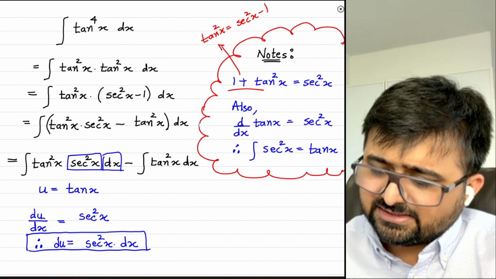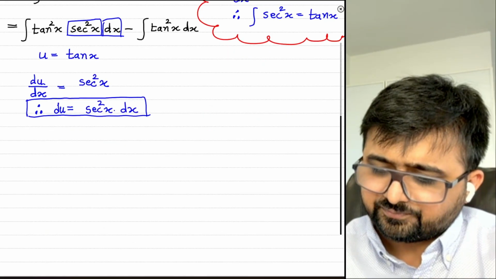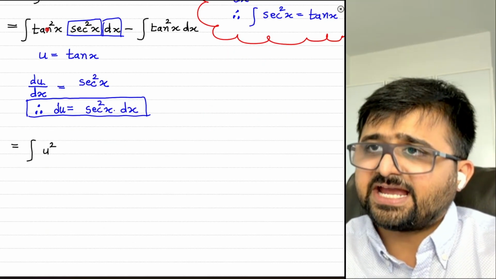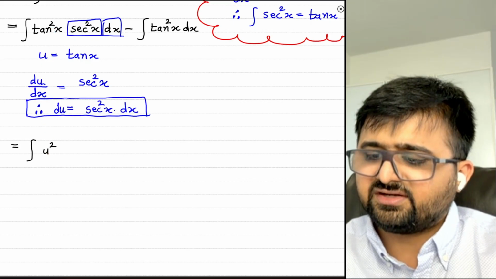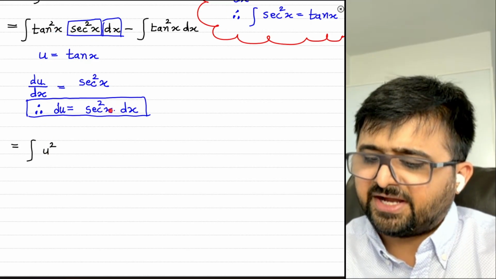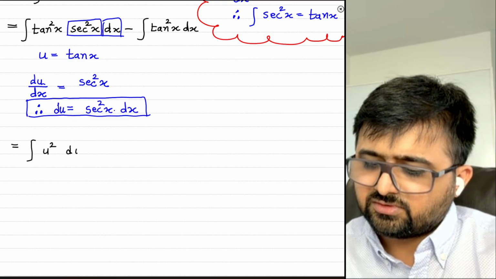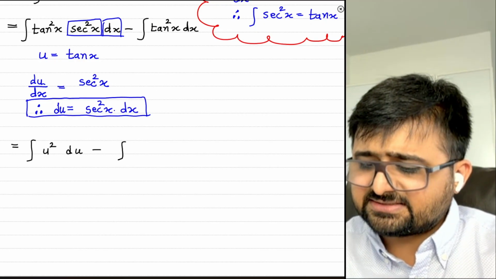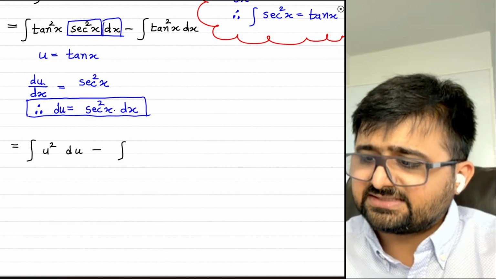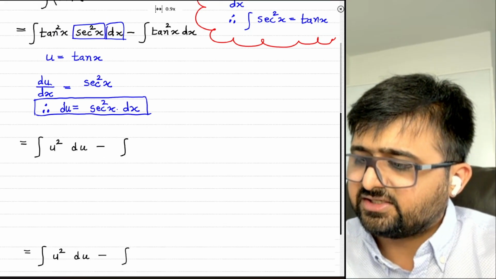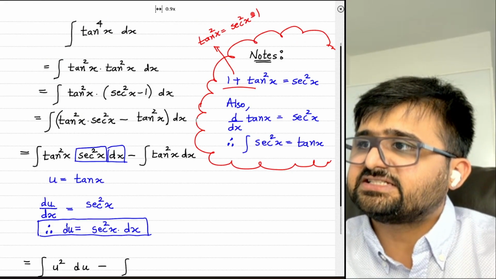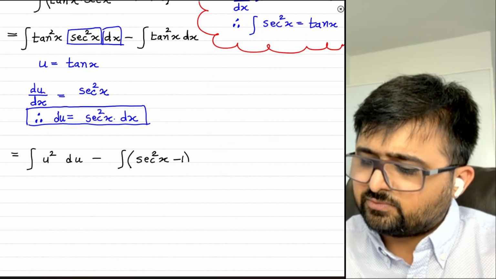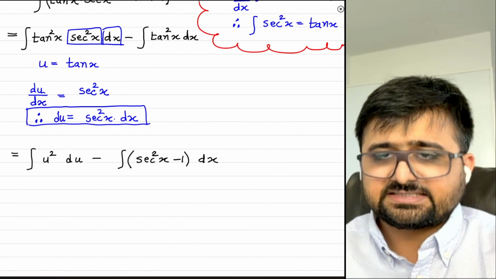So that integral is then going to look like the integral of u square du, because tan x is u, so this becomes u square, and sec square x dx combined becomes du. Minus, in order to integrate just tan square x, we can convert that tan square x in terms of sec square x. We can use the identity. We know tan square x is nothing but sec square x minus 1. So sec square x minus 1 with respect to x.